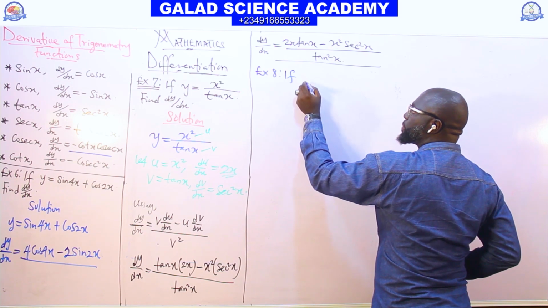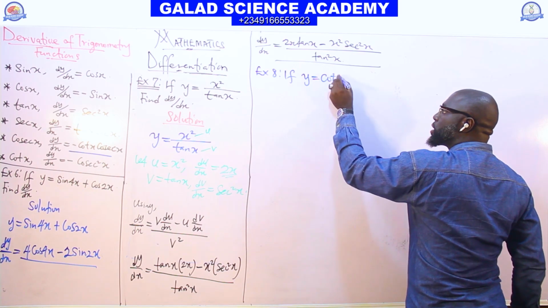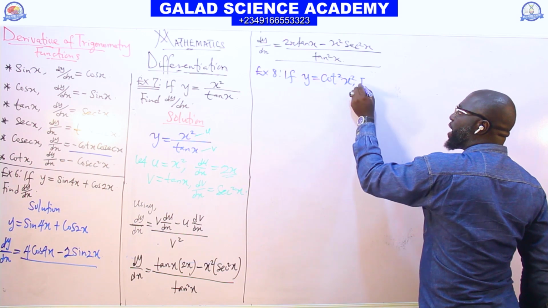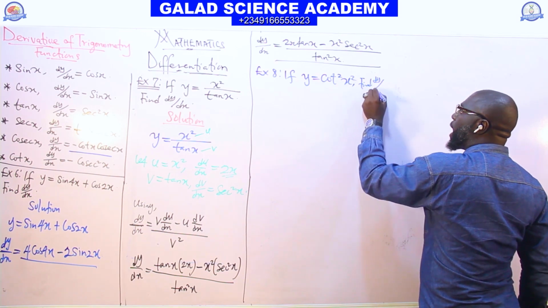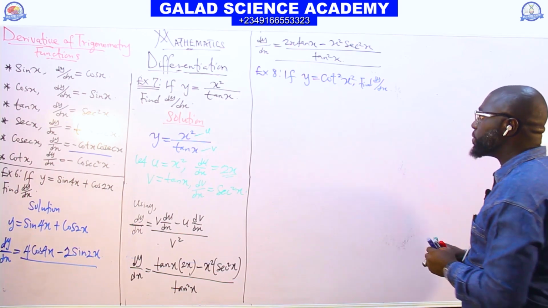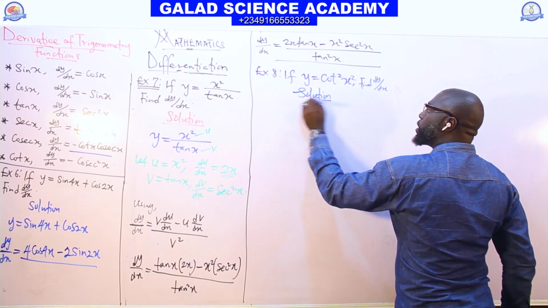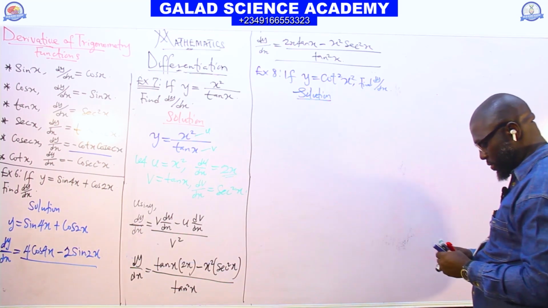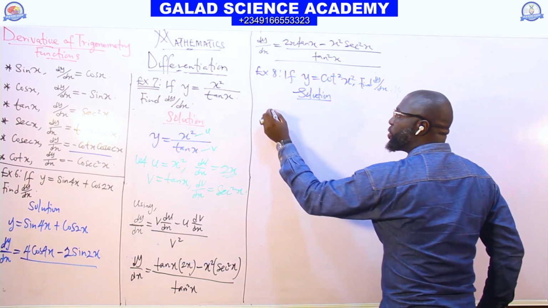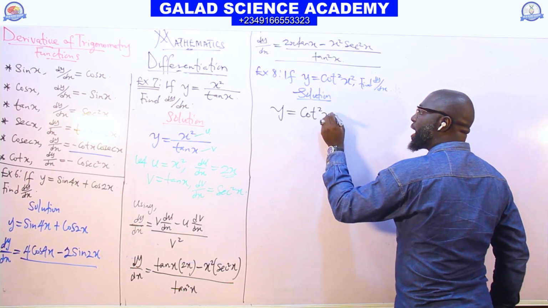If y equal to cot squared x square, find dy dx. Solution. What is the question? We are given y equal to the what? Cot squared x square.